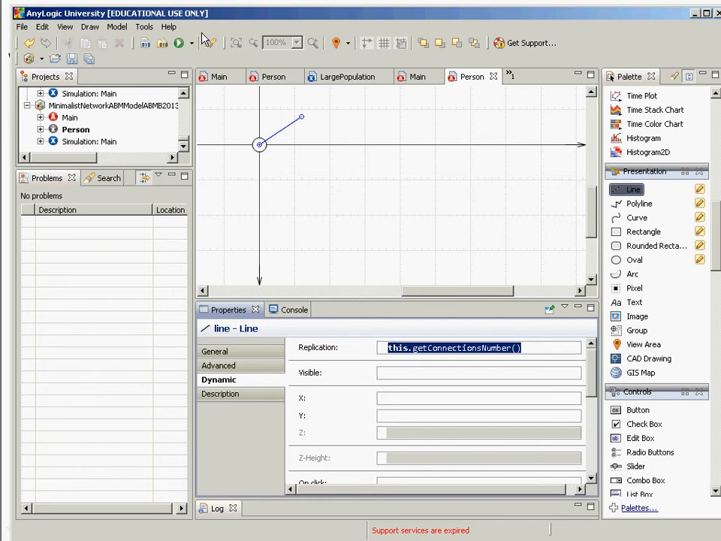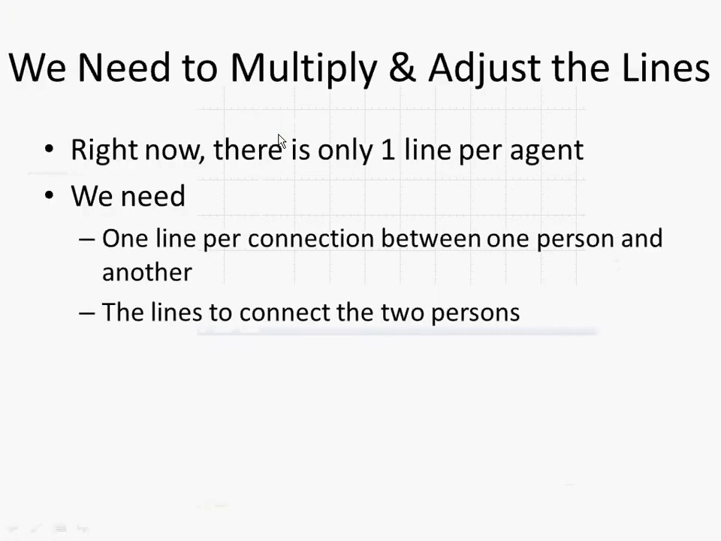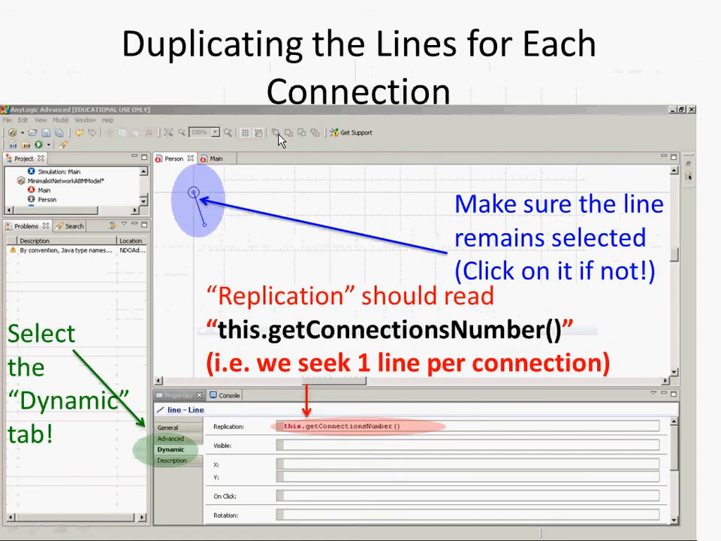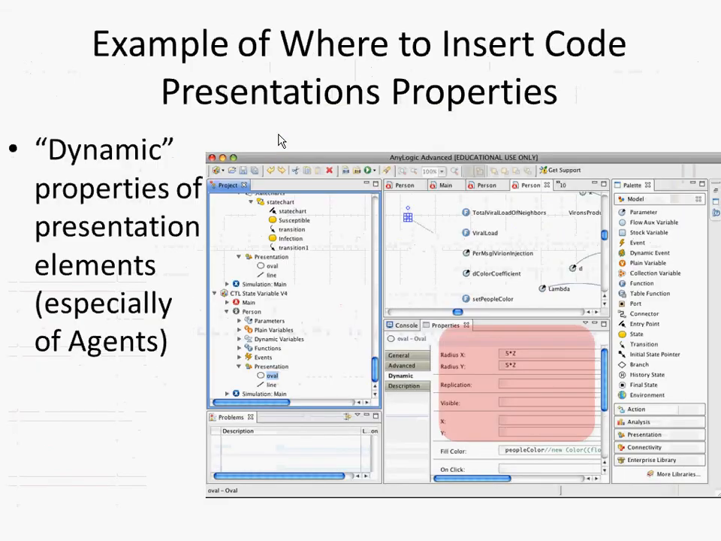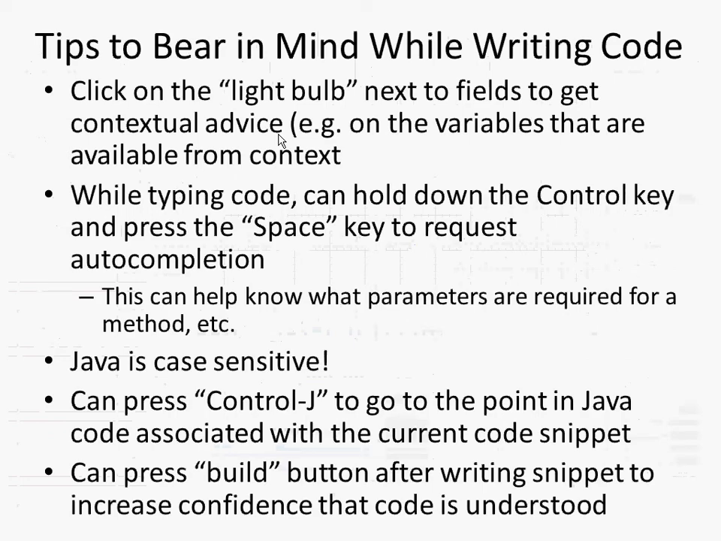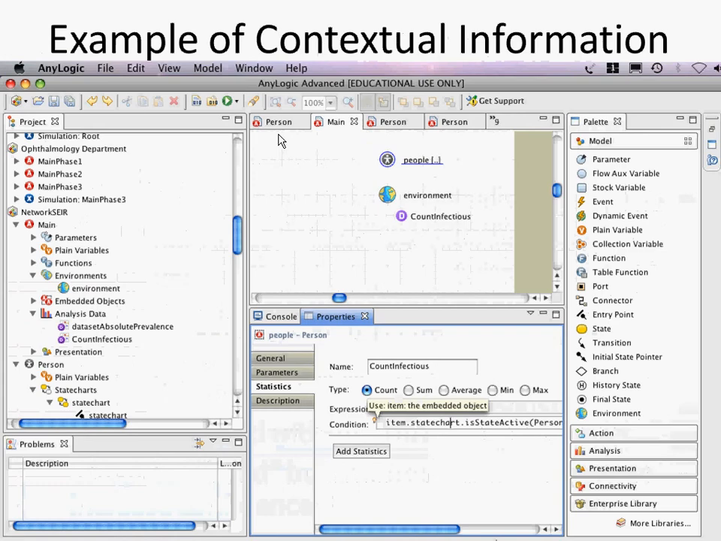We're almost there. We have just one more thing to do. We wanted a number of lines equal to the number of connections. That's what we have to do. That's great. Now we have to go and, I have some comments on writing code here.